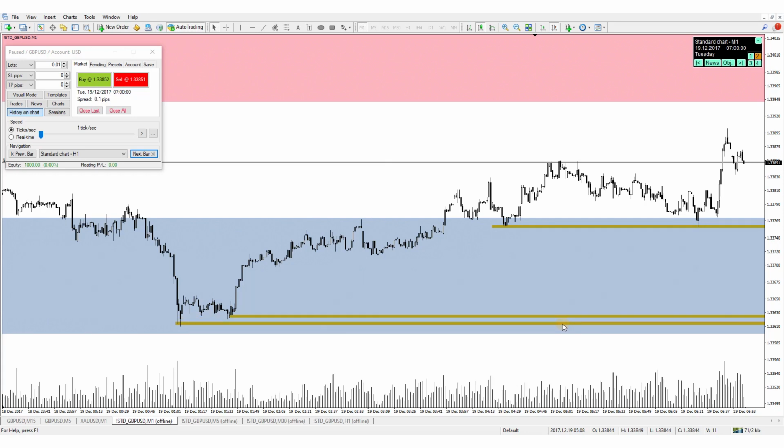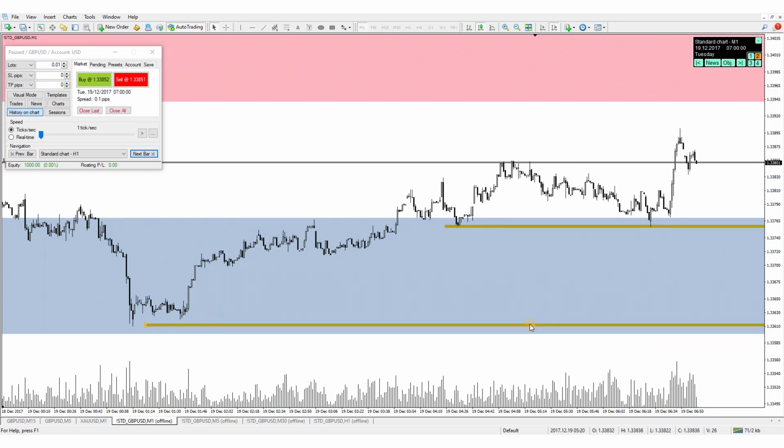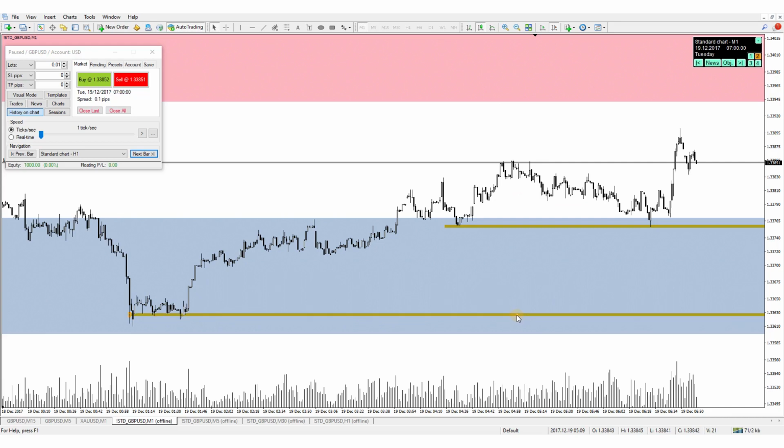Oh, I just copied this. I didn't want to. Sorry. I just wanted to move the zone. And let's say that this is our support. Even if here are some wicks, I just want to be more focused on the perfect support when price was rejecting a few times without taking liquidity.